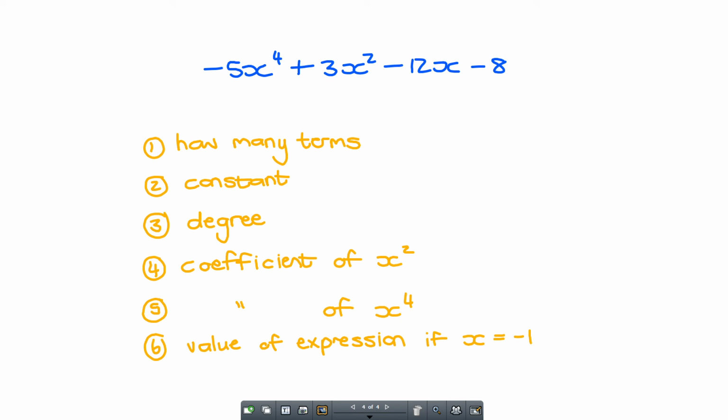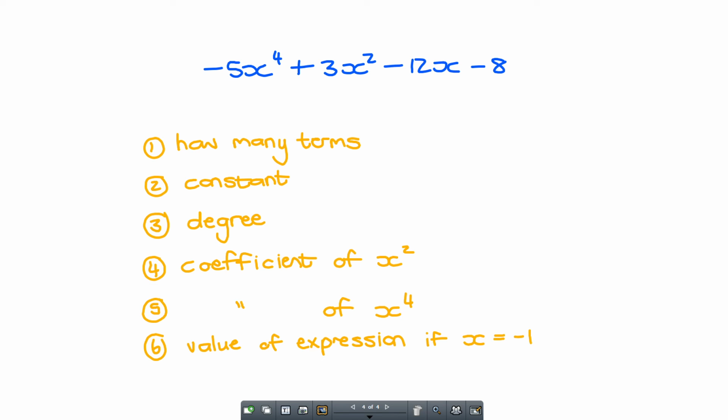Then at number 3, I'm asking you for the degree of the expression. What do we look at then? The highest exponent. So what would the degree of this expression be? 4. Good. No, just 4. Yeah. 4th degree, yes. Okay.